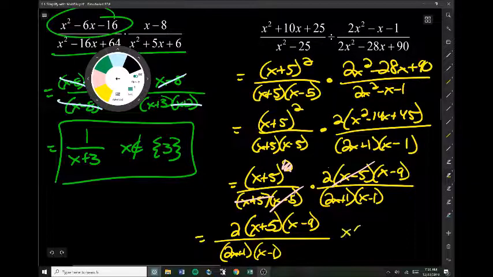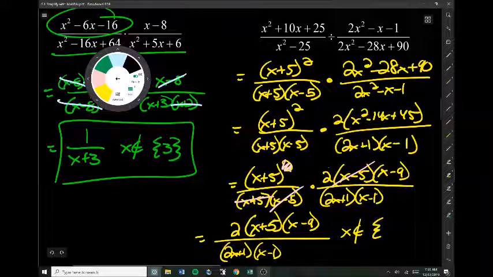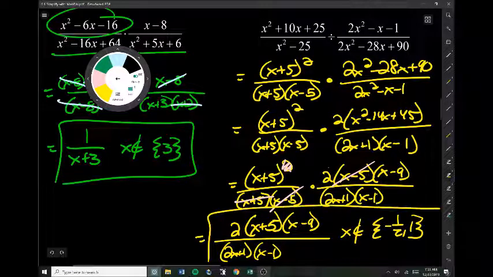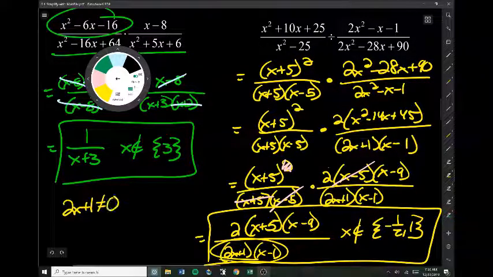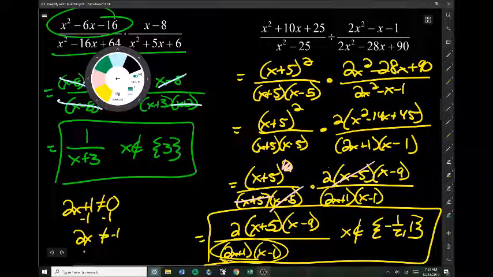So x cannot be negative 1/2 and 1. Don't forget about that, what x can't be. How did I get those things? Well, I took my factors on the bottom, and I say, okay, I know 2x plus 1 can't equal 0, so I set up that equation, solve for x. 2x can't be negative 1, so x can't be negative 1/2. That's where this came from. Do the same thing for this, and x can't be 1.